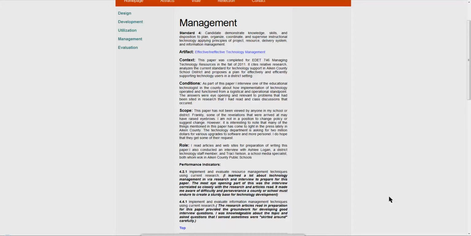It prepared me to keep abreast of the most current research and best policies regarding coordination, resources, and delivery of technology. Cost, time, and personnel are all very crucial to technology being successful in education and the corporate world.